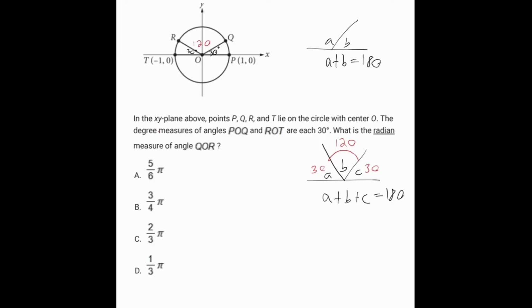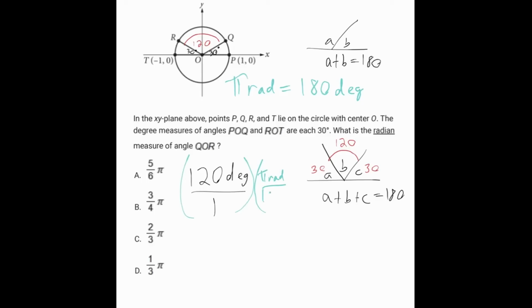And the question is asking us, what's the measure of QOR in radians? So QOR, as we're seeing, is 120 degrees, and we need to convert that to radians. First of all, any number is itself over 1. And the conversion between degrees and radians is the idea that pi radians is the same as 180 degrees. So we can take this and multiply it by pi radians over 180 degrees.